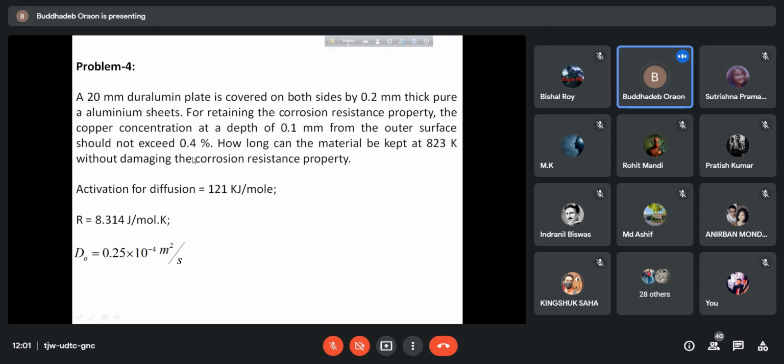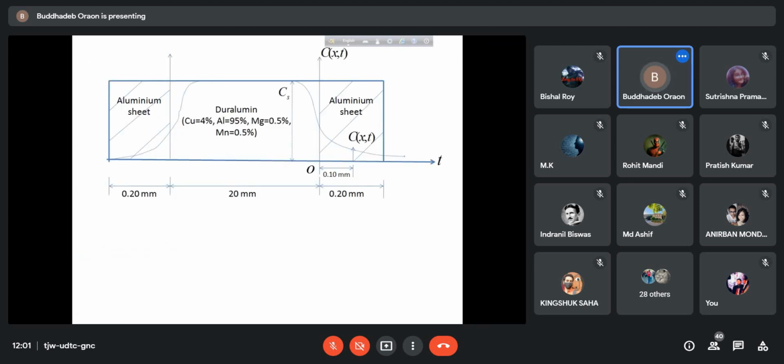So let us see in a schematic diagram what the problem says. Actually, this is the diagram. The central portion of length 20 millimeter, not to scale, but just to give you an idea, is the duralumin sheet, and duralumin consists of 4% copper, aluminium 95%, magnesium 0.5%, and manganese 0.5%. So this is the composition of duralumin.